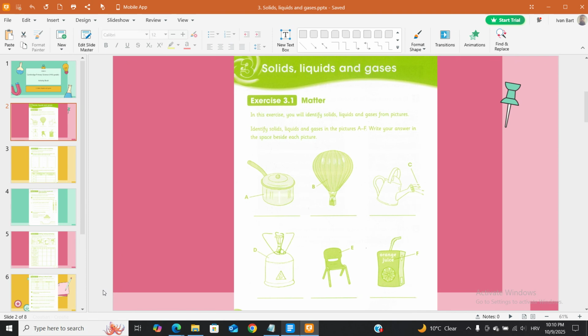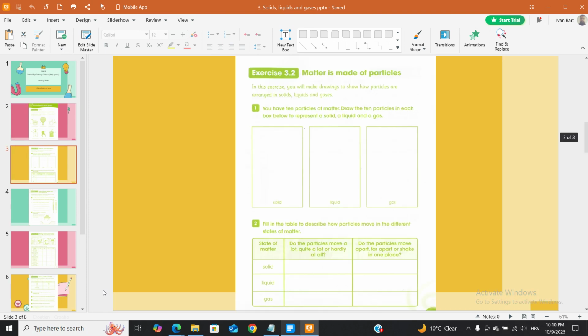B. A. Orange juice. F. Exercise 3.2 Matter is made of particles. In this exercise, you will make drawings to show how particles are arranged in solids, liquids and gases. You have 10 particles of matter. Draw the 10 particles in each box below to represent a solid, a liquid and a gas.